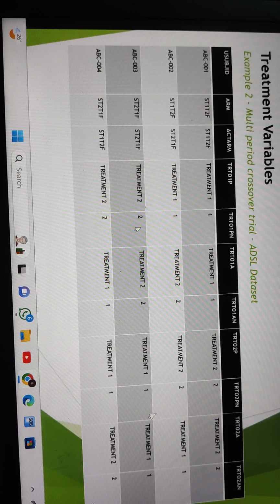So the fourth subject, if you can see, was randomized to treatment 2 first, but actually took treatment 1 first. So later he should move to treatment 1, but instead of treatment 1, he shifted to treatment 2, because he already took treatment 1.